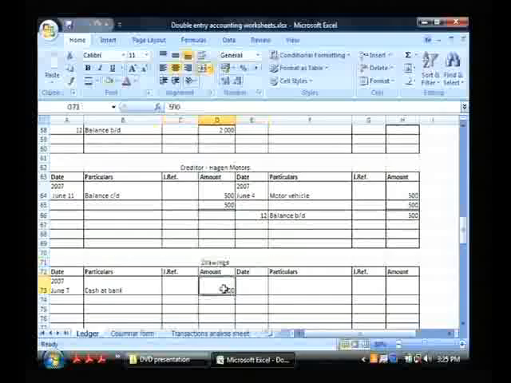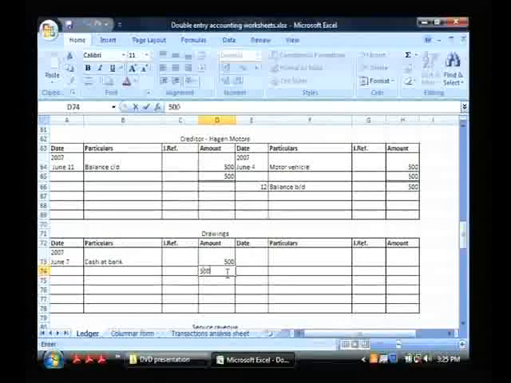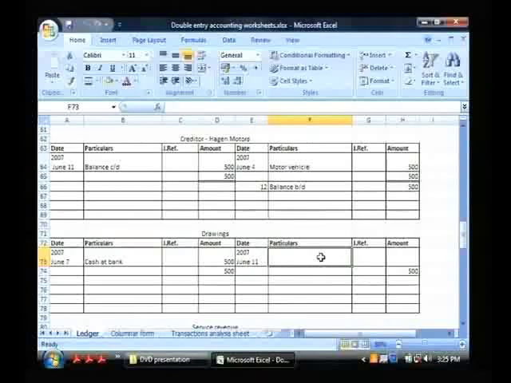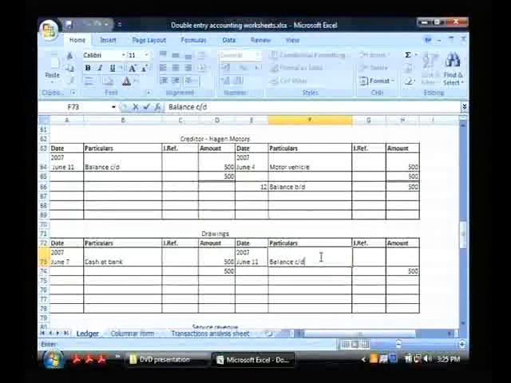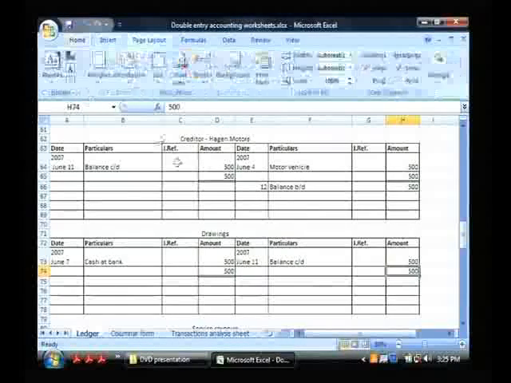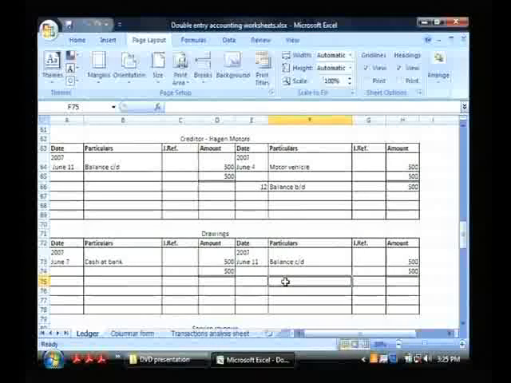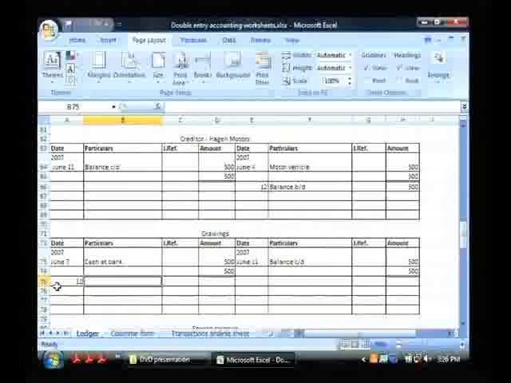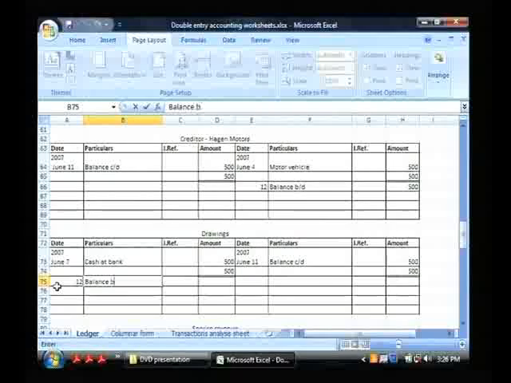Now move on to the next account, drawings account. Drawings account, only one entry, 500 here, credit side 500, balance in date 2007, June 11th, balance CD 500, the total, both sides, double line, and balance in date 11th and carried down on 12th, balance BD 500.